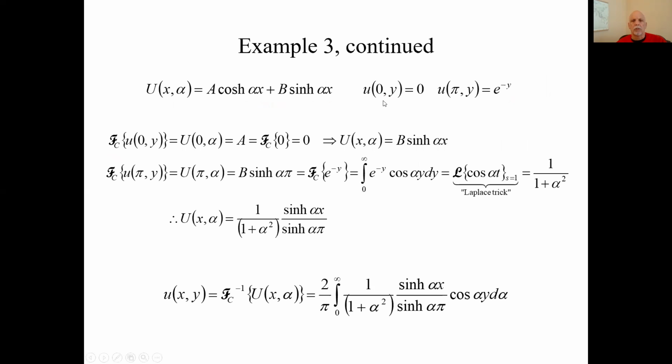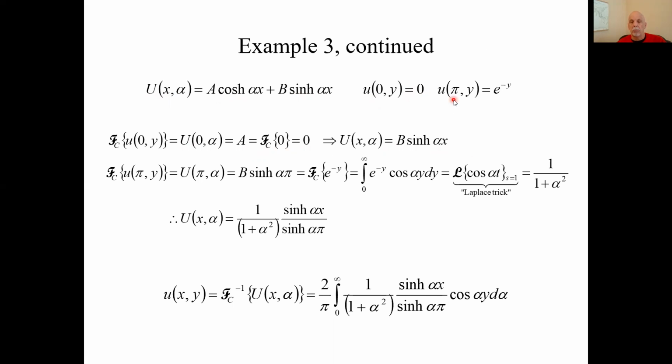Let's look at this one first. The transform of this, since we took it with respect to y, is just going to be big U with x equals 0. Here's big U. If I plug in 0 for x, sin is 0, cosh is just 1, so it's just A. That equals the cosine transform of whatever that function is, which is just 0. That tells us A equals 0, so this is what our big U looks like after applying this condition.